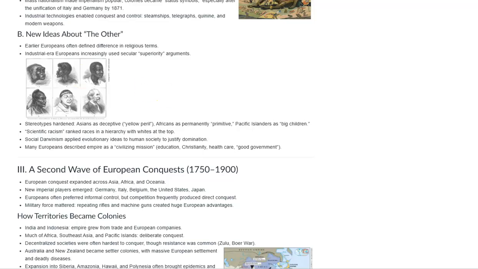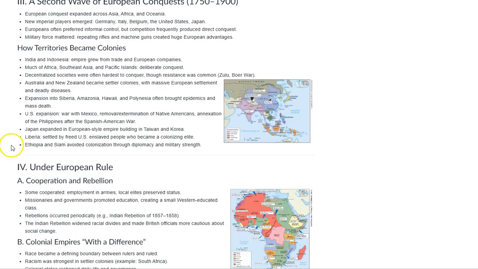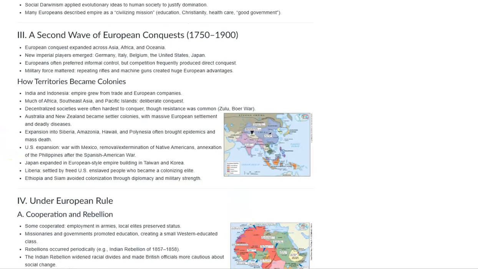So let's talk about the second wave of European conquests. From about 1750 to 1900, European empires expanded strongly across Asia, Africa, and Oceania. And there were new imperial players. We talked about two of them already, Germany and Italy, but now we have Belgium, the United States, and Japan. Often Europeans preferred informal control, so influence through trade, investment, and pressure. But competition between powers frequently pushed them toward direct conquest, and conquest usually depended on military force, or at least the threat of it.